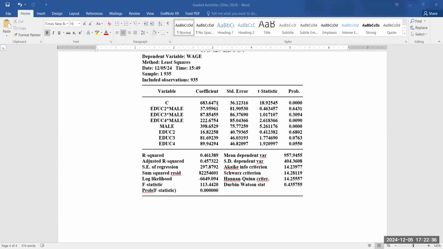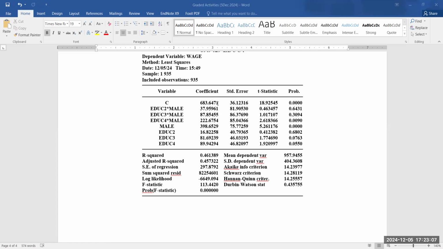The interaction term. Looking at the interaction term, first education category 2 multiplied by male, the product of the two variables. The coefficient is 37.96 with a probability of 0.6431, which is insignificant. So there is no significant wage difference for males with secondary education compared to females with primary education.